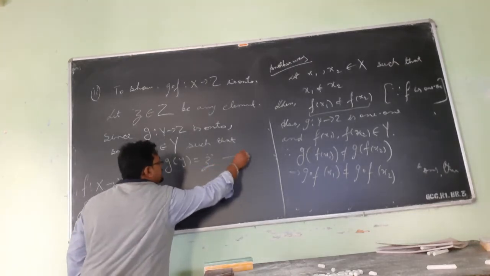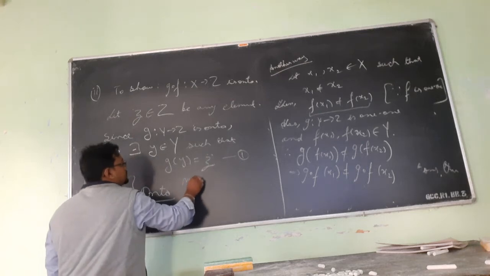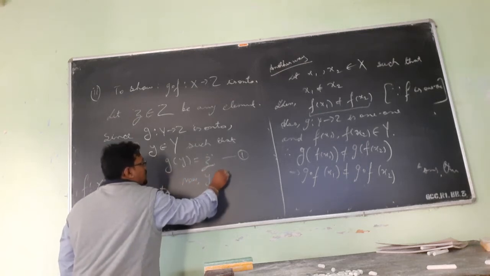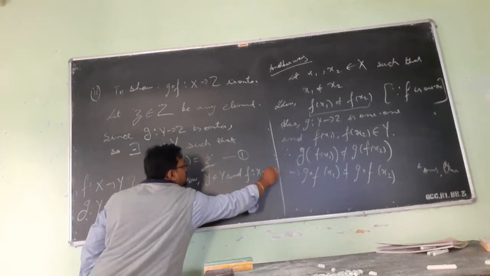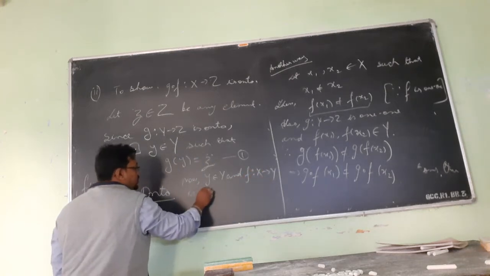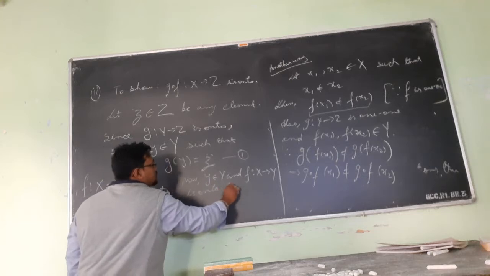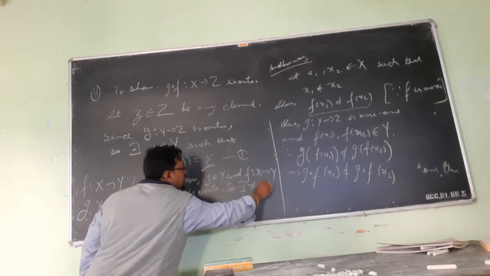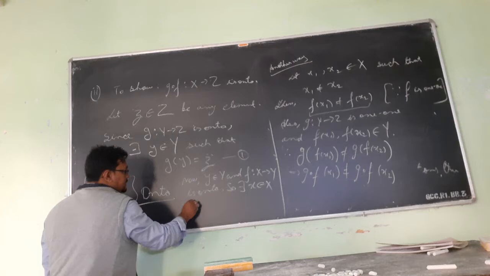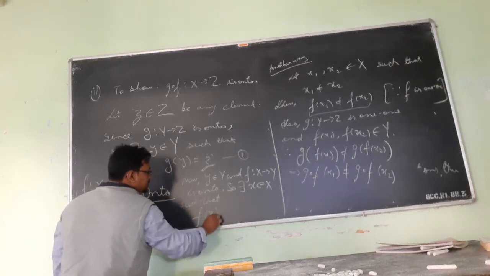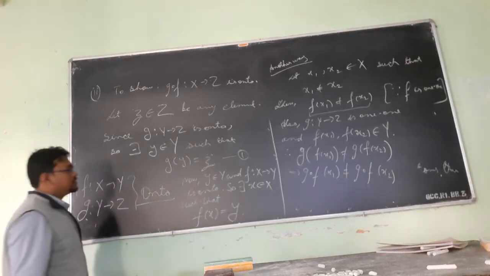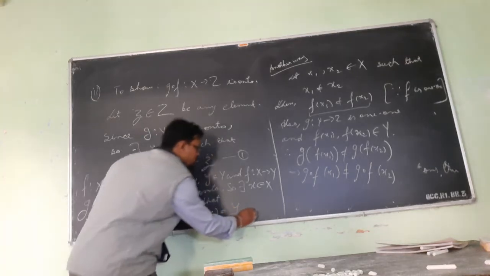Let us keep it as 1. Now y belongs to capital Y and f from x to y is onto. So there exists an element x inside capital X such that f of x is equal to y. Okay, so this is 2.